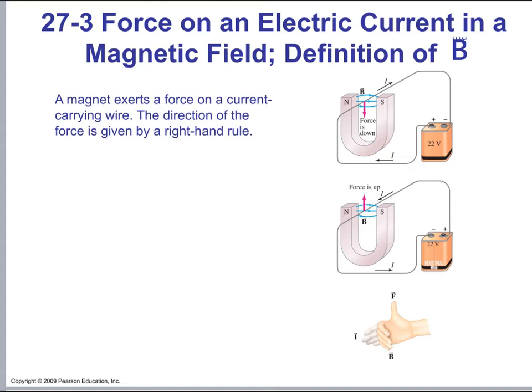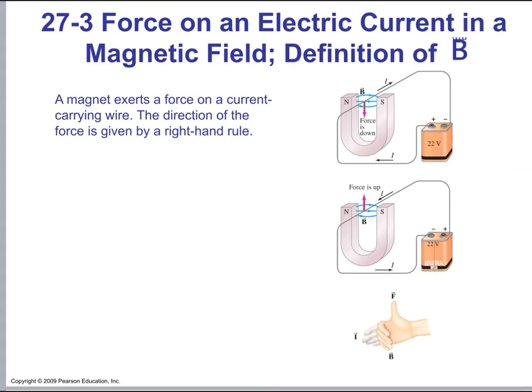Here's the basic idea. When you have moving, key word here, moving charges passing through a magnetic field, they experience a force. And that's whether you have a single charge, like a proton that's shot down a particle accelerator, or if you have a current of electrons flowing down a wire. If those charges move through a magnetic field, they feel a force. And the direction of that force is determined by a right-hand rule.